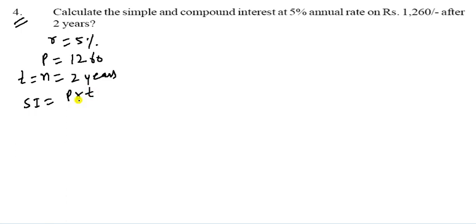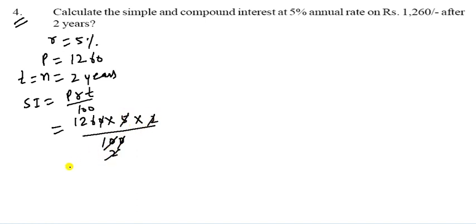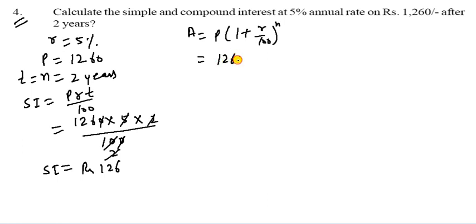First of all, we want to calculate the simple interest. So SI will be equal to PRT upon 100. P is given as 1260, R is 5% and T is 2 years, upon 100. Now the zeros will be cancelled here. 5 twos are 10 and 2 ones are 2. So your simple interest is 126 rupees. It is the SI.